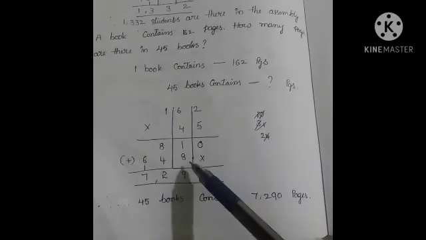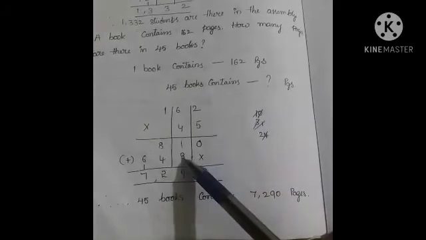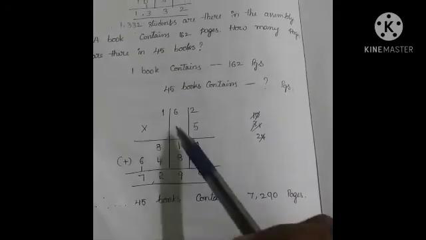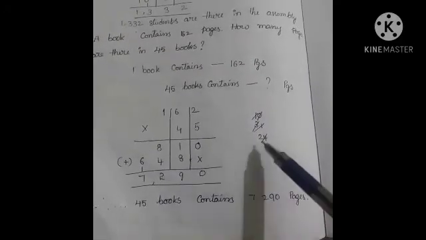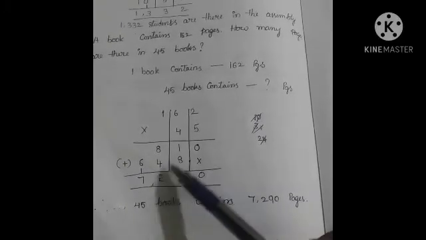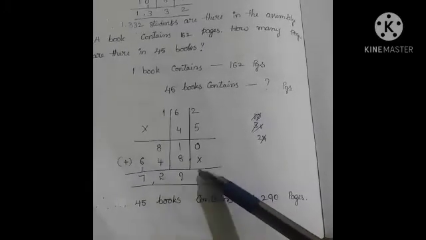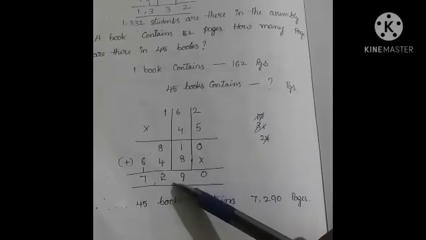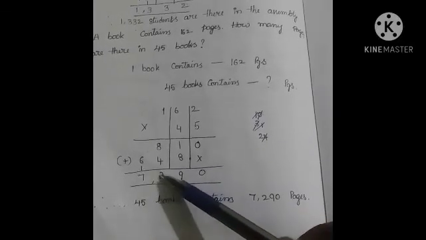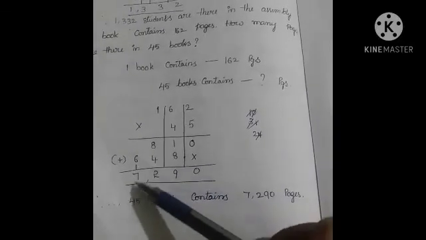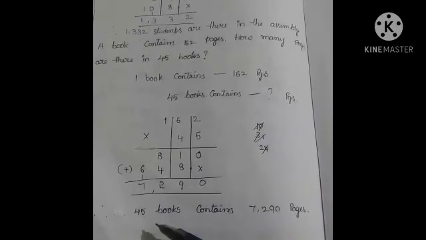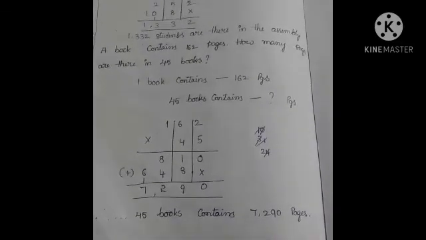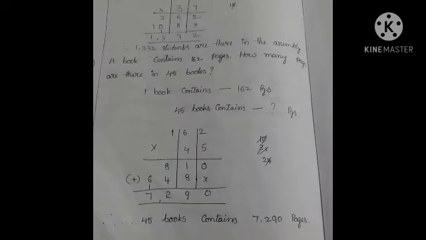Leave this ones digit. 4 twos are 8. 4 sixes are 24. 4 right here. 4 ones are 4. 4 plus 2, 6. Now add these two products. 0. 8 plus 1, 9. 8 plus 4, 12. So 1 right up, 2 right down. 6 plus 1, 7. 45 books contain 7,290 pages.